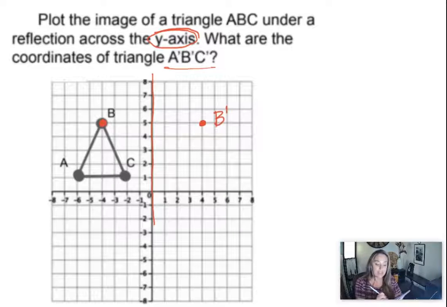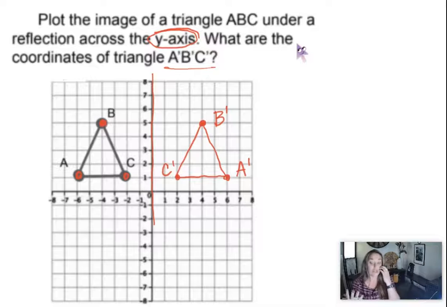Looking at point C, it's 2 units away, and then I'm going to go 2 units on the other side and plot my C prime. And then point A is 6 units away, so I will go 6 units on the other side of the line of reflection and plot that. So now triangle ABC has turned into A prime, B prime, C prime. And it didn't get any bigger or smaller. It didn't change shape. It's the exact same triangle, just reflected.